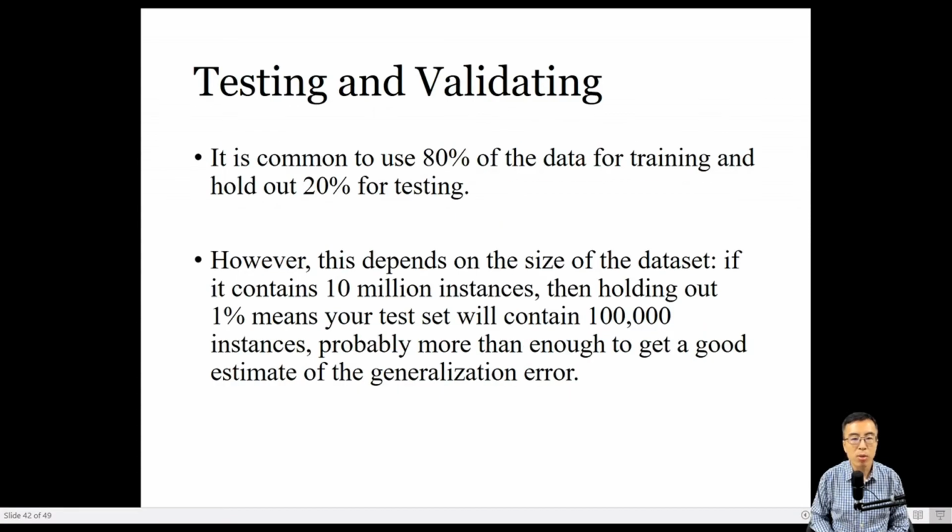It is common to use 80% of the data for training and hold out 20% for testing. However, of course, the exact split depends on the size of the data set as well. If your data set contains, say, 10 million observations, then holding out even 1% means that your test set will contain 100,000 observations. That is probably more than enough to get a good estimation of the generalization error.